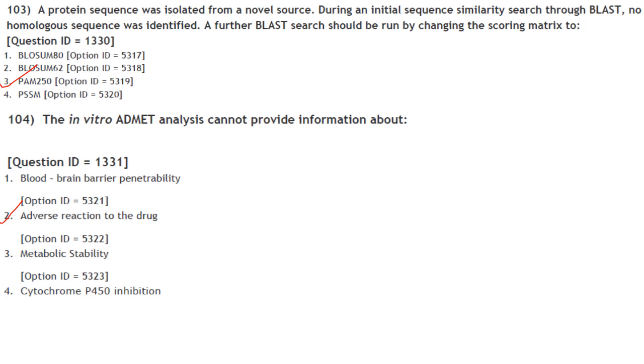Now they have asked for in vitro ADMET analysis. Blood-brain barrier permeability: in vitro models of the blood-brain barrier have been developed to study permeation mechanism. Then comes option 3, that is metabolic stability. That is in ADMET, where M is metabolism, so naturally metabolic stability is also involved in in vitro ADMET analysis. Cytochrome P450 inhibition: in vitro studies about cytochrome P450 inhibition are also available for in vitro ADMET analysis.